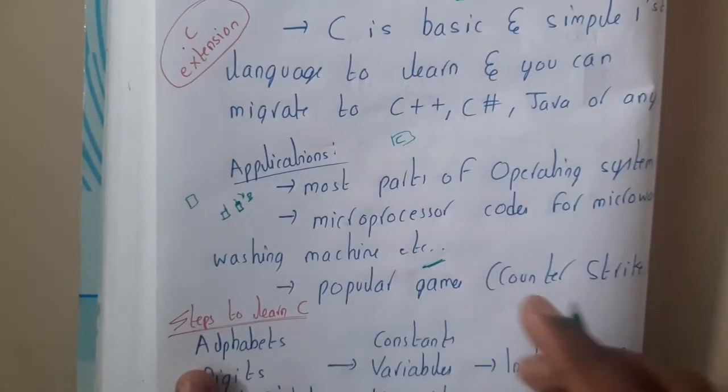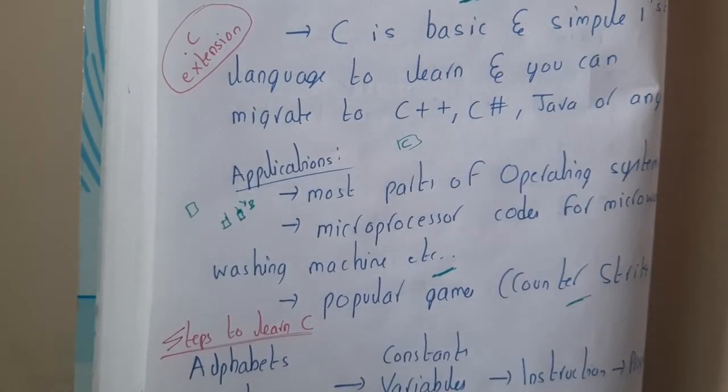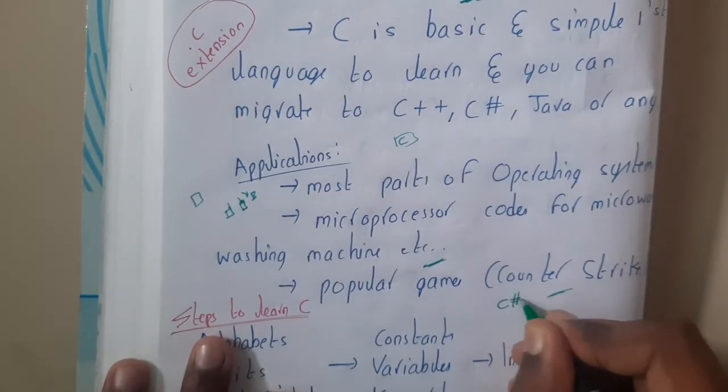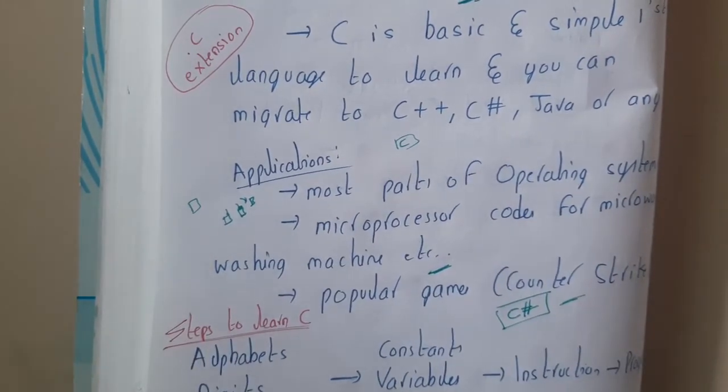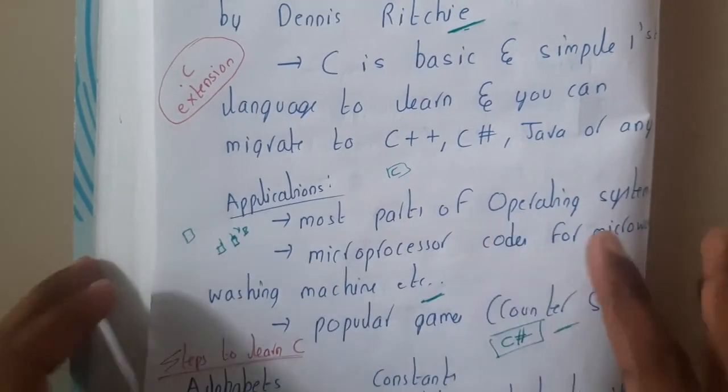And popular games like Counter-Strike or other most popular games in the previous days are written in C. Lately most of the games are written in C#, guys, and using some applications and C#. I hope everyone got some basic idea, right?